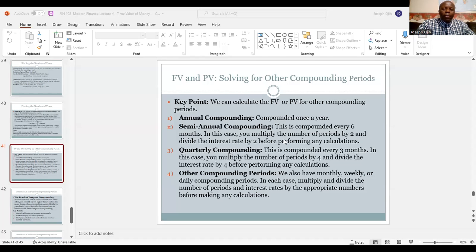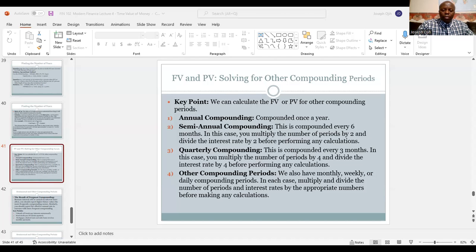Tonight our topic of discussion is how to solve future values and present values for other compounding periods. In the examples I have presented before, we use annual compounding, whereby the interest is compounded per year, or annually.